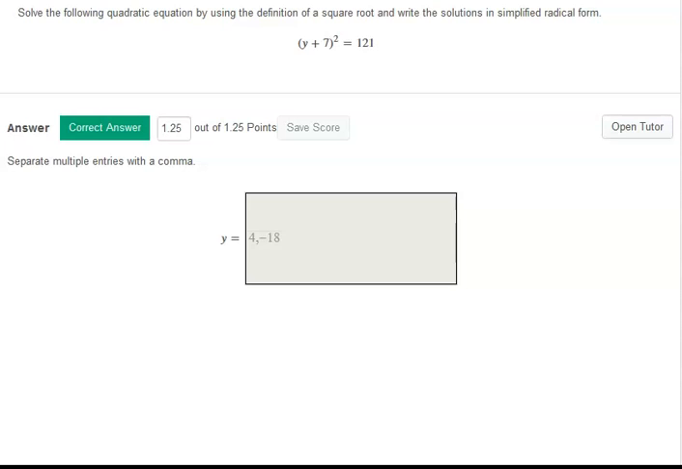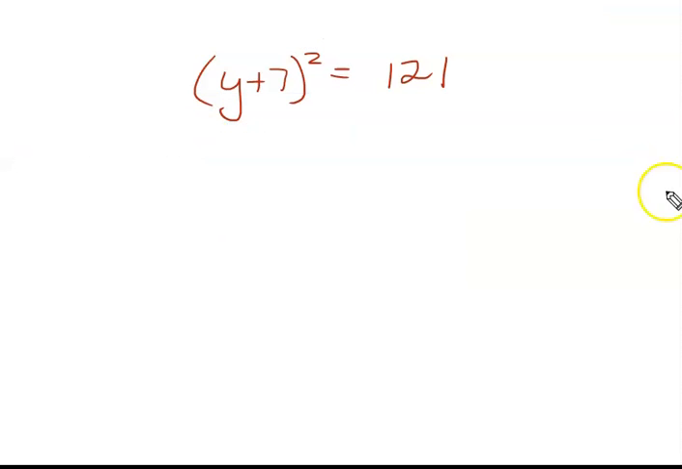And in example 7 now, as we look at it, let's write it big. y plus 7, the quantity squared, equals 121. And we're asked to solve that. That is a quadratic equation. And for this, we'll use the square root property, where if we take the square root of this side, plus or minus the square root of that side.